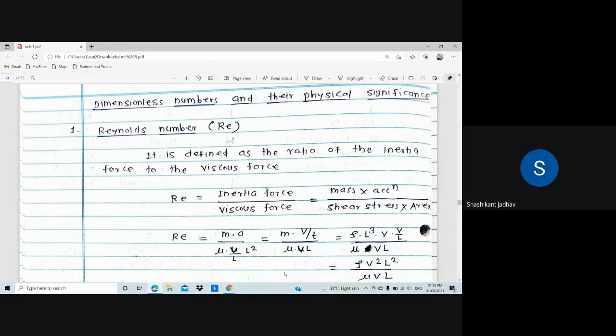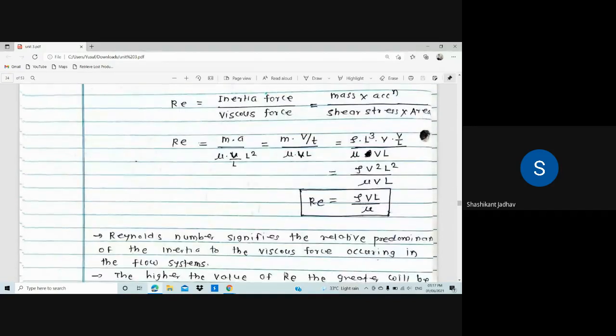Okay. So instead of time at the denominator, V by t, we have to write down the displacement per unit volume. So at the denominator there is an L and at the numerator there is a V. Okay, so all of you write down, instead of t, we have to write down L by V. So from that L will be cancelled. So what is the remaining equation? Rho into V square into L square divided by mu into V into L. So V into L, V into L will be cancelled. So what is the remaining equation? Reynolds number is equal to rho into V into L divided by mu.